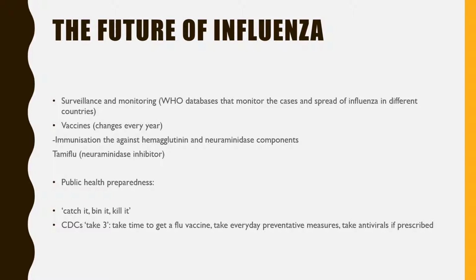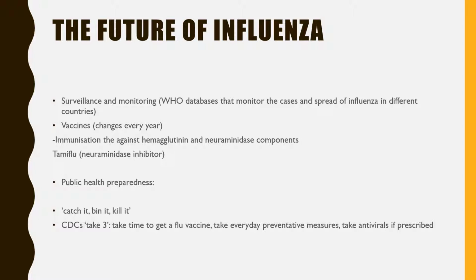When looking to the future of influenza, it's important to keep on track and on top of the spread of the influenza and the different strains that have come about. And a way that we can do this is by surveillance and monitoring. So the World Health Organization has databases that monitor the cases and the spread of influenza in different countries. And this is really important in having a sense of control of influenza.